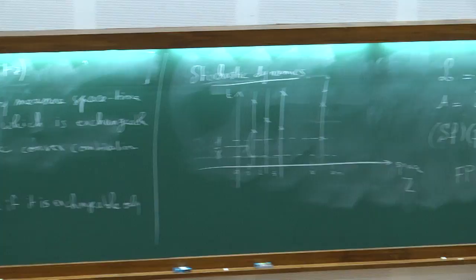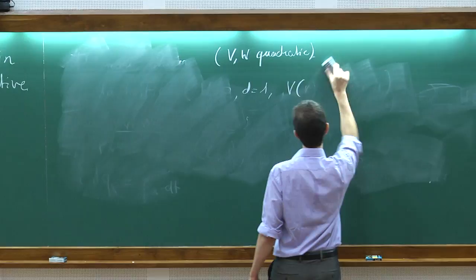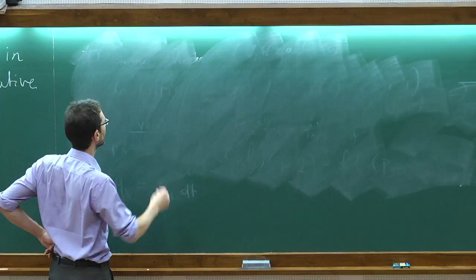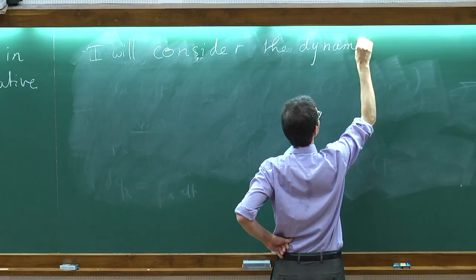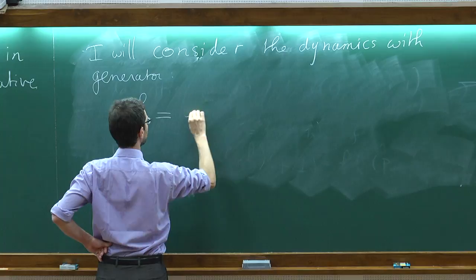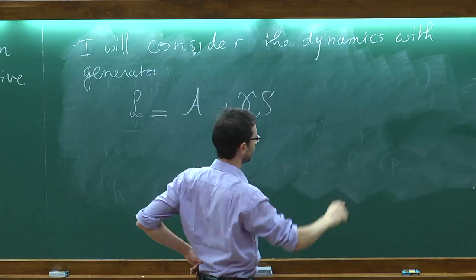The definition of the stochastic model is quite similar, but its effect will be very different since we won't have the conservation of momentum. So what is the dynamics? This is not the dynamics that I will consider. I will consider the following, with a generator L, which is always A, the Hamiltonian part, the Liouville operator, plus gamma S. I will use the same notation, but now S is the flipping noise.